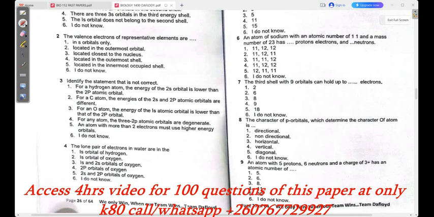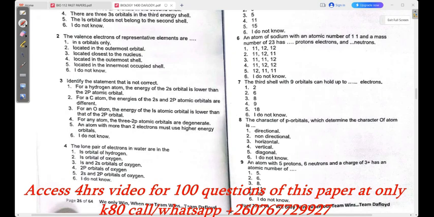But in this case, the question is just asking about the valence electrons. The valence electrons of representative elements are 1, in the s orbitals only. So the valence electrons, it's not always that they can just be in the s orbital. No, so the first statement is false.